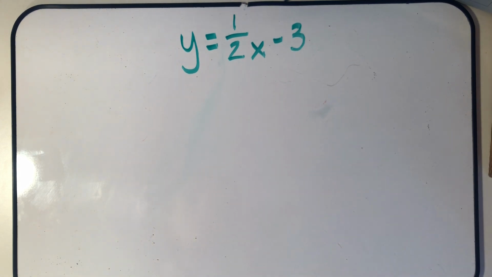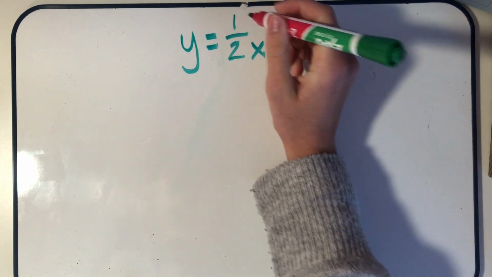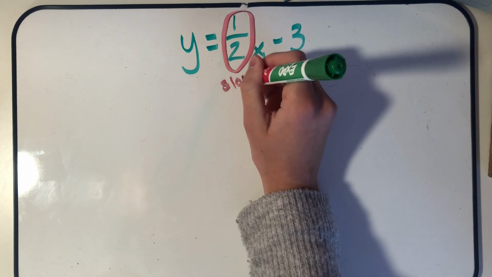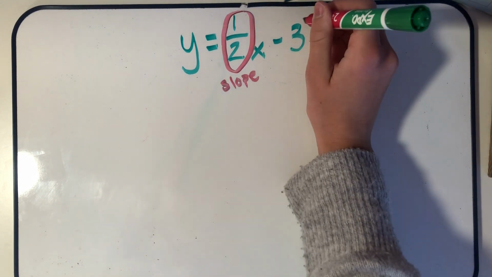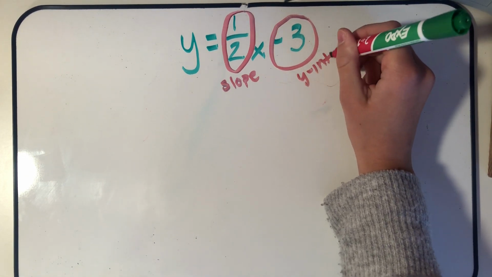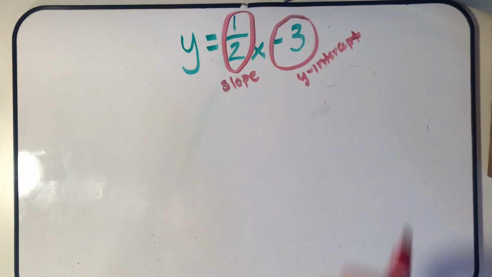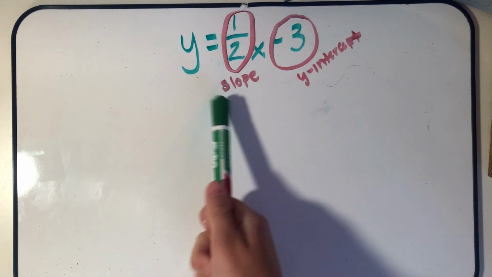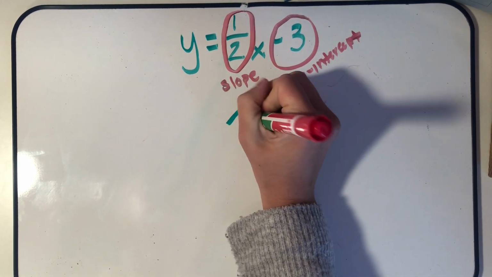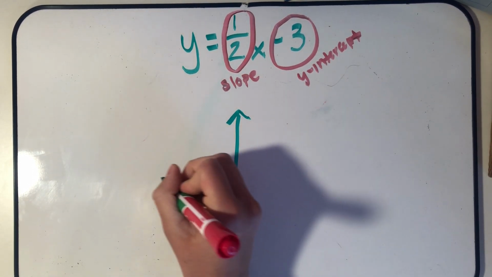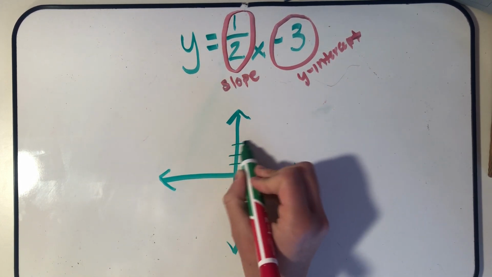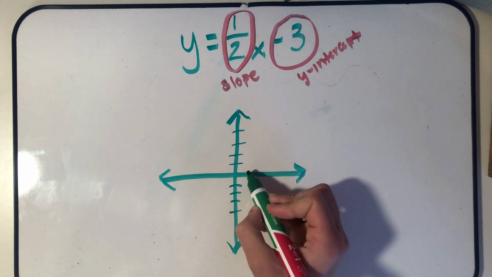So our slope, let me switch marker colors, is 1/2. And our y-intercept is -3, like I explained in the other video. And those are the two parts you need to graph. You need both of these to graph. So let me just draw a quick little graph on here. One, two, three, four. 1, 2, 3, 4.